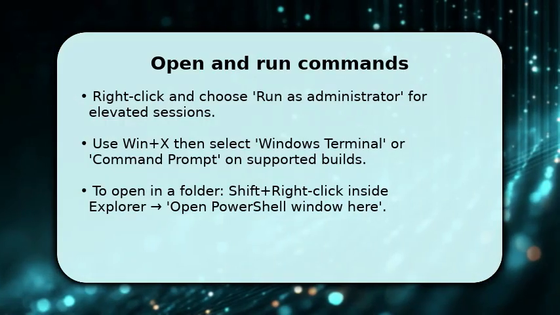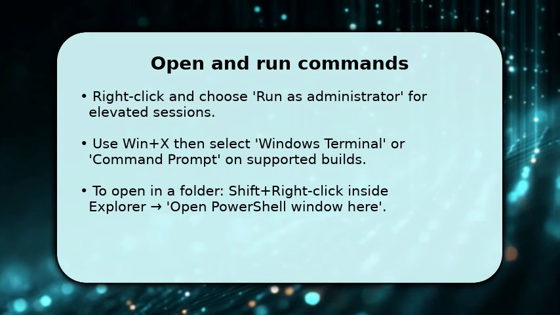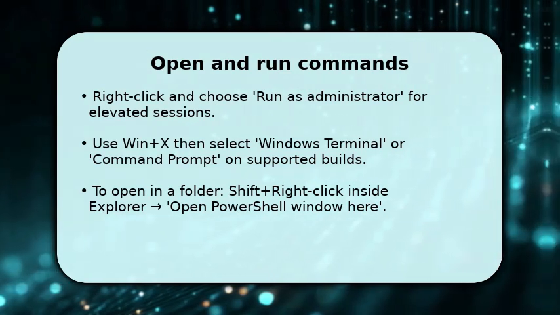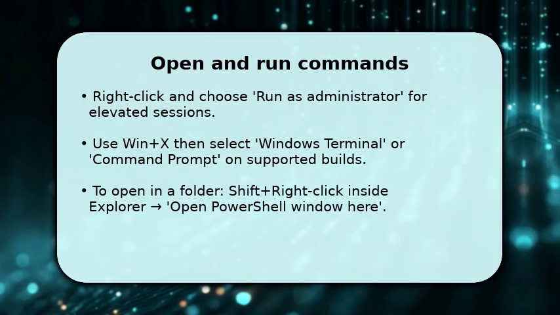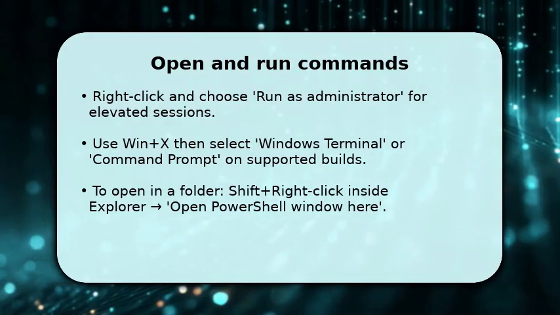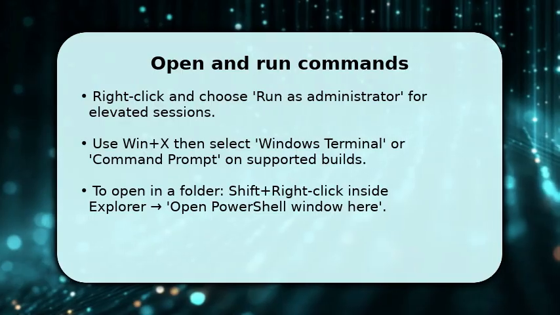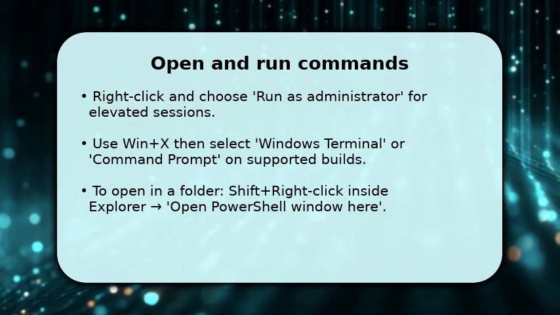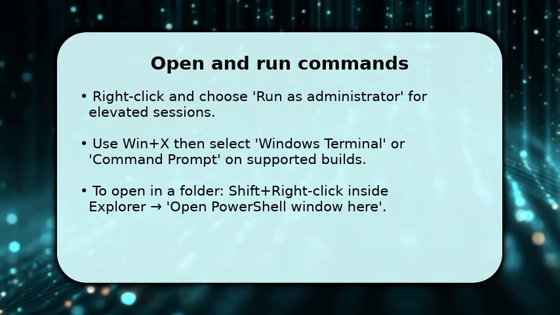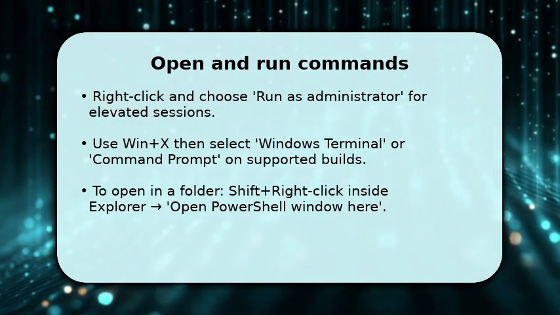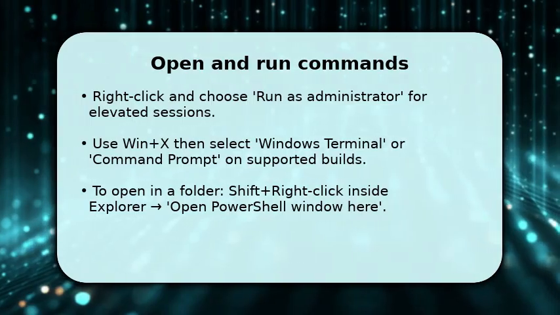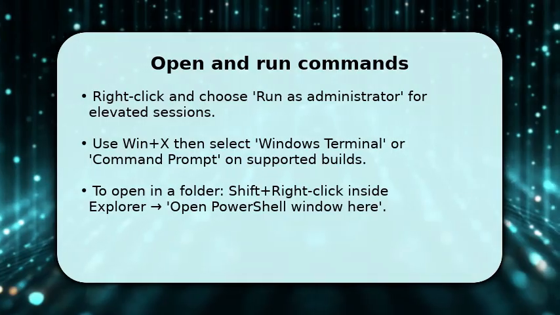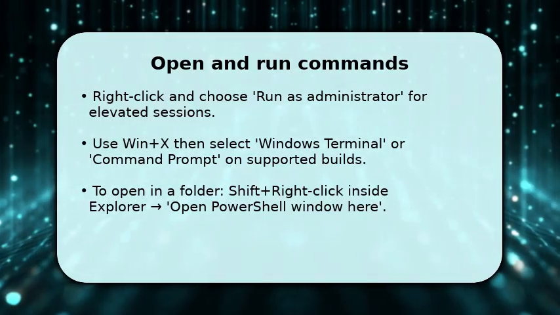Once you've located the app, open it and run a simple command to verify. Type dir or ipconfig and press enter. If you need elevated privileges, right-click the app and select Run as Administrator. Otherwise, regular mode suffices. To open a prompt directly in any folder, Shift plus right-click inside File Explorer and choose Open PowerShell window here or Open Command window here. Make sure to switch to the desired profile in Windows Terminal if you use multiple shells.